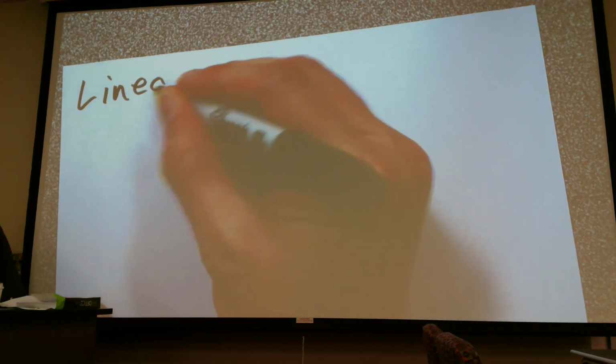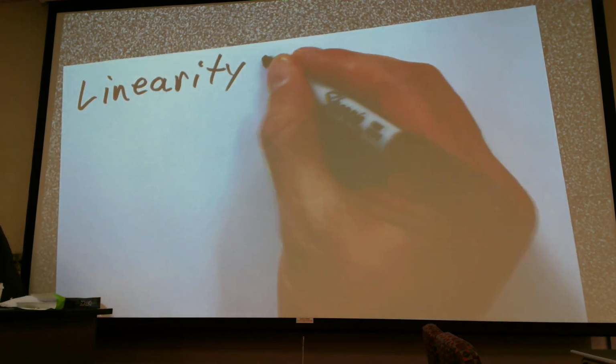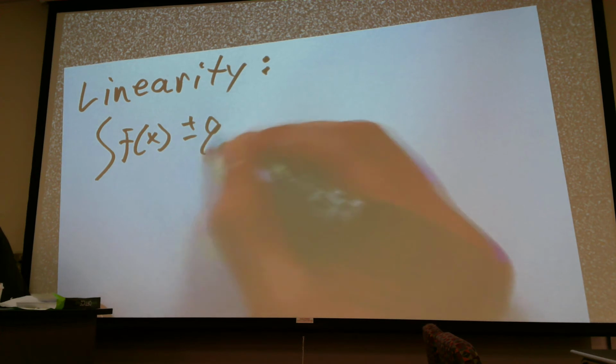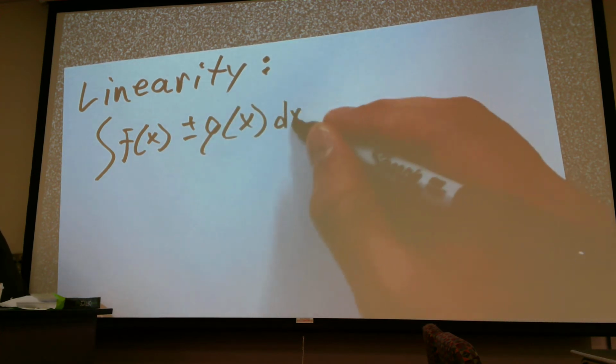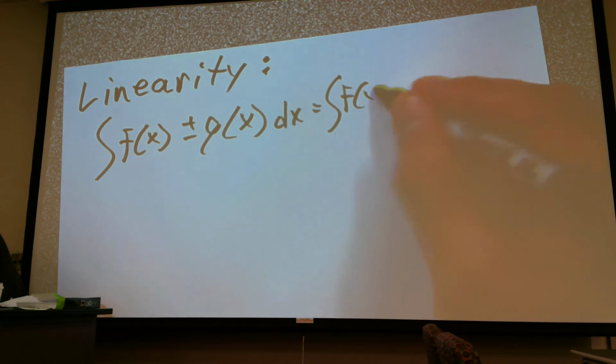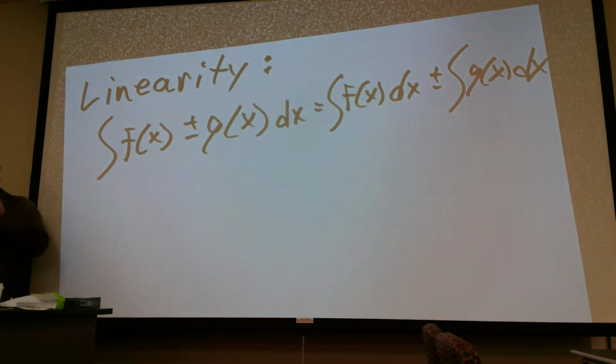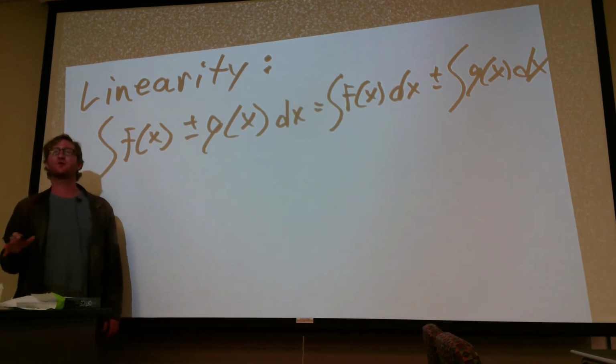Okay? Now, a very important property of integrals is linearity. So what do I mean by linearity? The integral of f of x plus or minus g of x with respect to x is equal to the integral of f of x with respect to x plus or minus the integral of g of x with respect to x. So if integrals are being added or subtracted, you can do each integral individually.